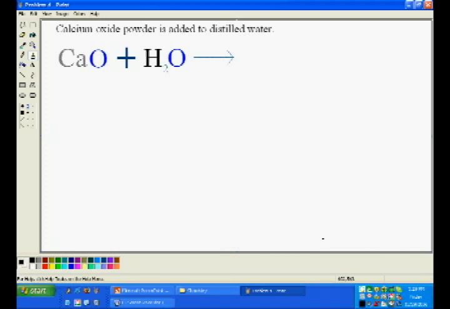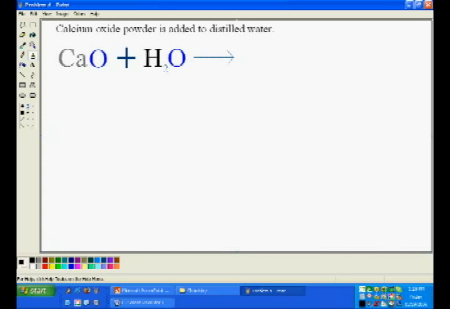Students, time for problem 4. Pay attention. Calcium oxide powder is added to distilled water, CaO and H2O. Now, this will result in a base. You know why? Because calcium oxide is a metal oxide. You know that, right? Remember that? Memorize it? You should know this or you will fail the AP exam.